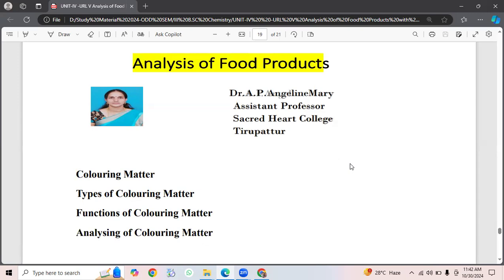In this video, we are going to analyze the coloring matter. In the last video, we have seen the flavorants reduction by using different instrumental analysis. So in this session, we are going to analyze the coloring matter, types of coloring matter, functions of coloring, and analyzing of coloring.